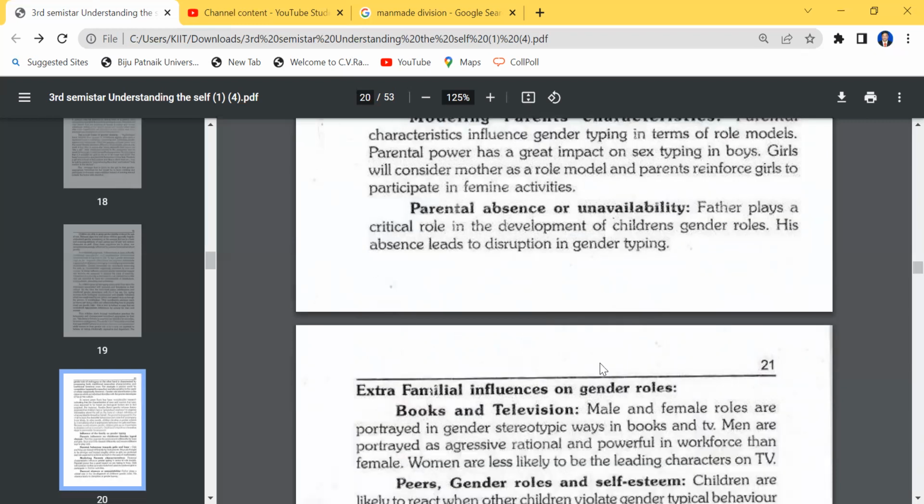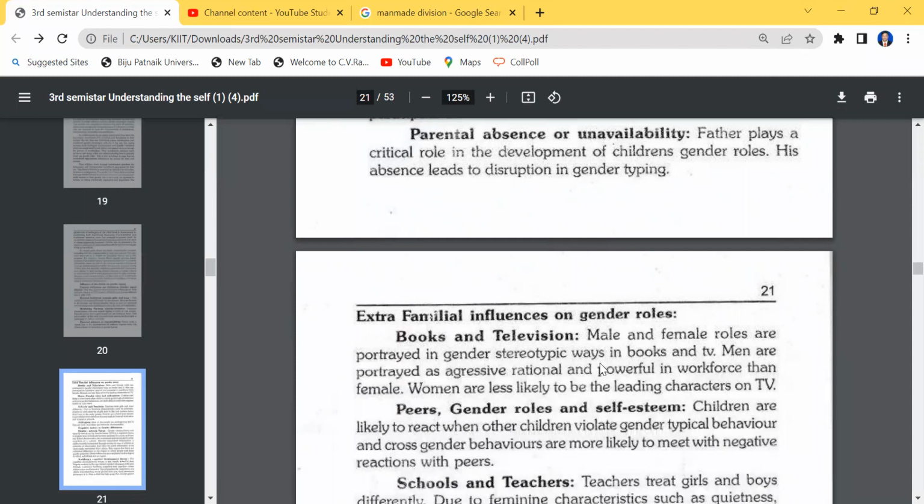Parents' absence and unavailability: the father plays a critical role in the development of children's gender roles. His absence leads to disturbance in gender typing. Books and television: male and female roles are portrayed in gender-stereotyped ways in books and TV. Men are portrayed as aggressive, rational, and powerful in the workplace more than women.